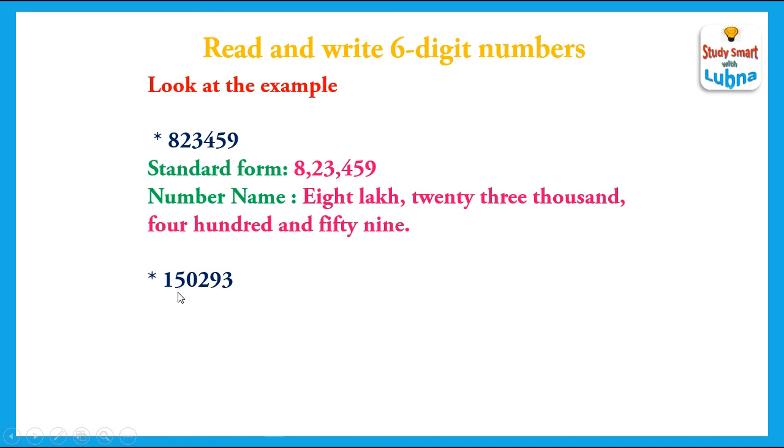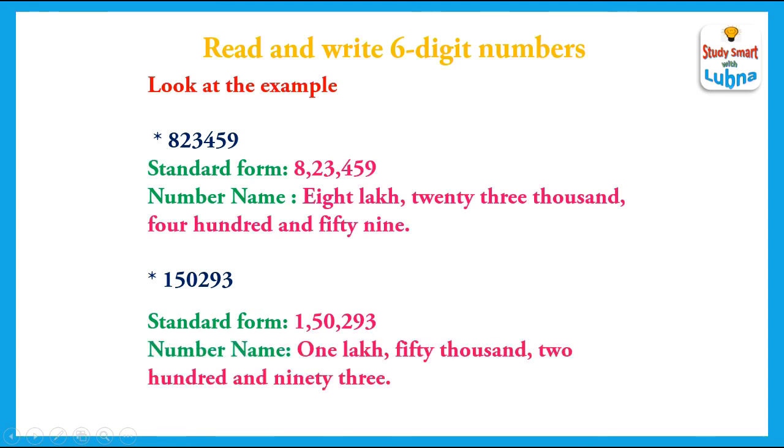Another example, again a 6-digit number is written here. Here again we have to write the standard form and the number name of this given number. So the standard form is like this. Its place values are unit or ones, tens, hundred, thousand, 10,000 and 1 lakh. And we will put the comma after the ones period and then the thousands period. Now the number name. Its number name or the number in words is 1,50,293.